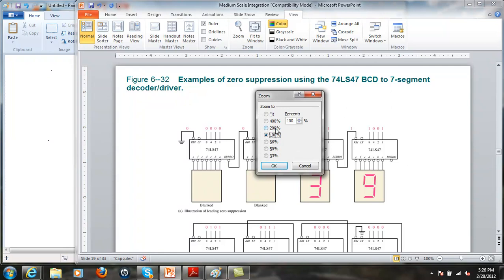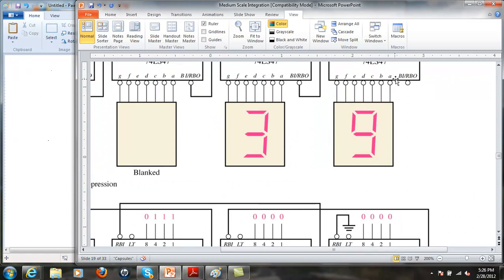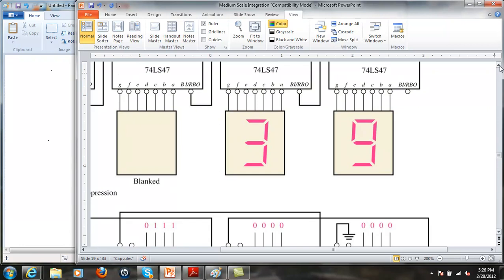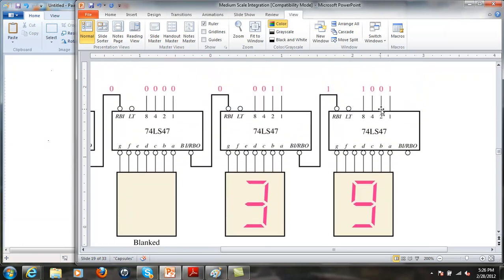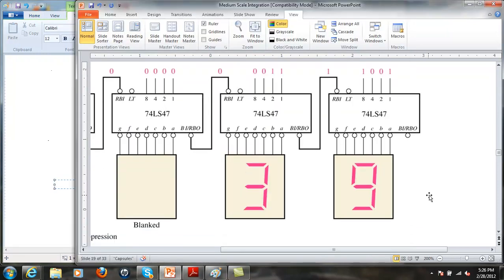So this is going to selectively turn on. If you look at this, these outputs are labeled A through G. So it's going to turn on those segments depending on what the input is. This particular decoder is specifically used for 7-segment displays, the 74LS47, and I believe you're going to see that in lab.